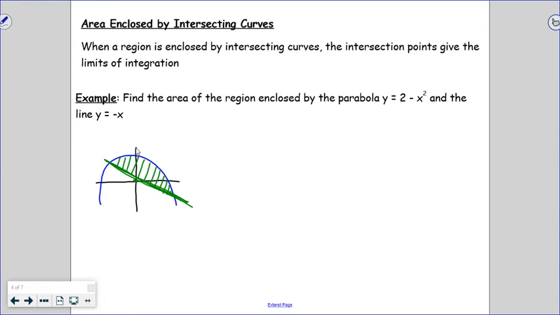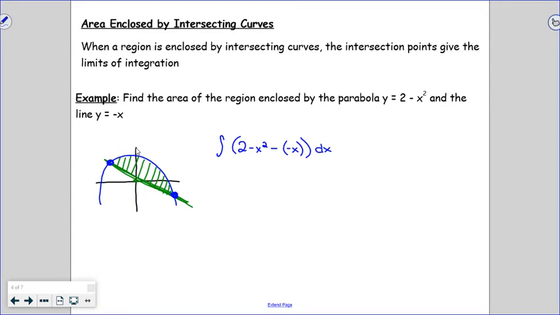So we would set up our integral. Top function was that parabola, 2 minus x squared, minus our bottom function, which was negative x. The problem is they didn't directly tell us from where to where we are finding that area. And so it becomes where those two functions intersect each other. So I need to find these points of intersection.